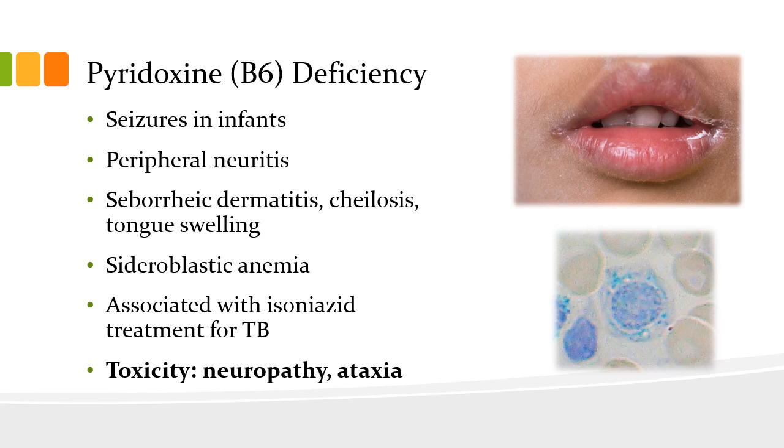Deficiency in pyridoxine or B6 can cause peripheral neuritis, sideroblastic anemia, seborrheic dermatitis, tongue swelling, and can cause seizures in infants. B6 deficiency is associated with isoniazid, so patients receiving this for TB treatment may also need pyridoxine supplementation. B6 toxicity is associated with neuropathy and ataxia.